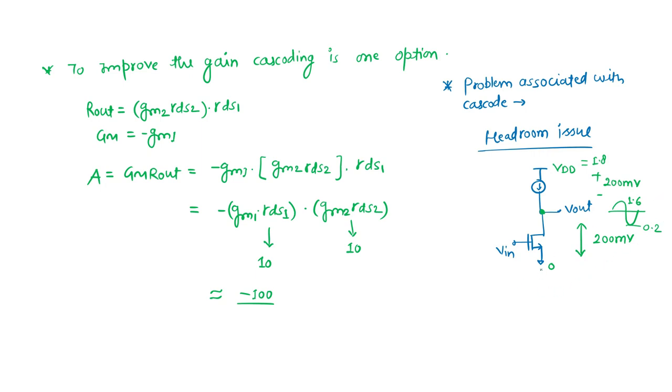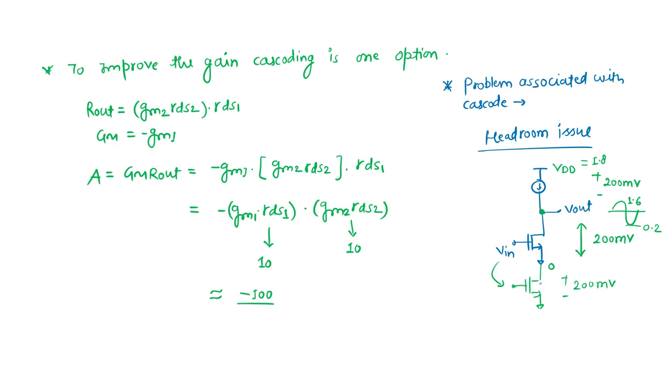Now if there is a stack of another device, and it is also consuming 200 millivolt to keep itself in saturation, so this is your input device, and this is the cascode.